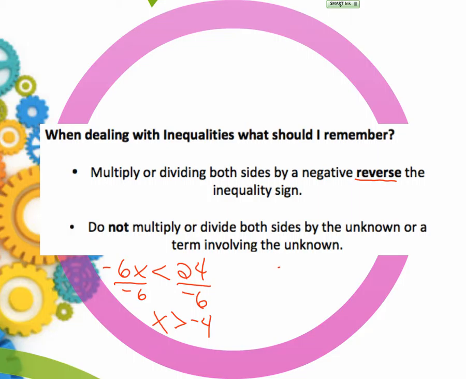And then another reminder is do not multiply or divide both sides by the unknown or a term involving the unknown. So don't move that variable around, get everything away from the variable.